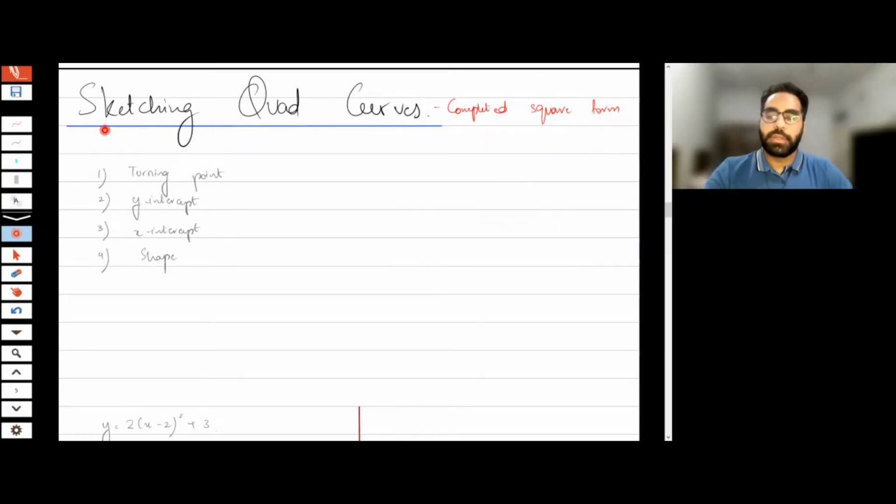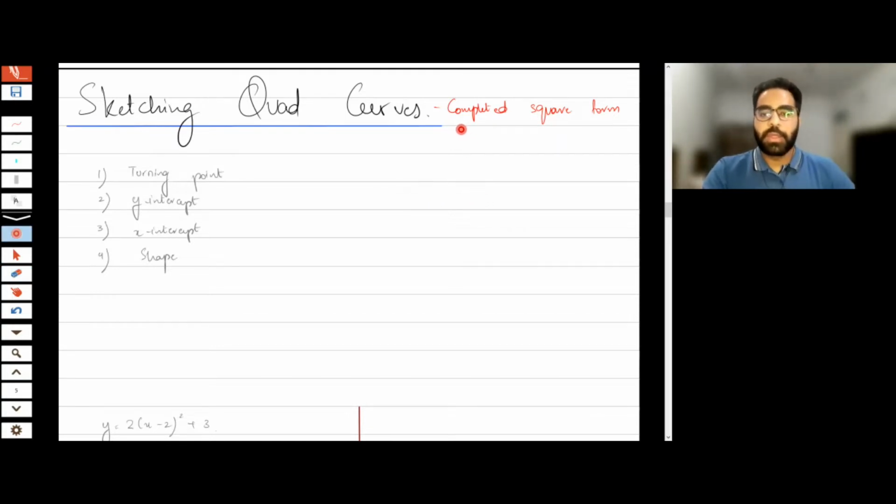In this video, we're going to understand how to sketch quadratic curves. We'll be given two kinds of quadratic equations. One would be in the completed square form, which is this kind of a form. And the other one can be in a factorized form, which is this kind of a form. We're going to understand how to sketch our quadratic curves for both of these kinds of equations.